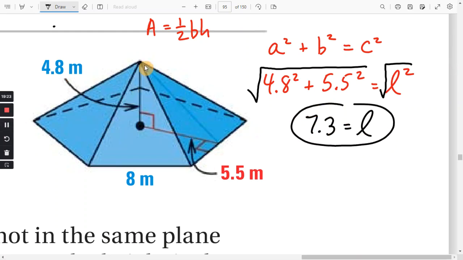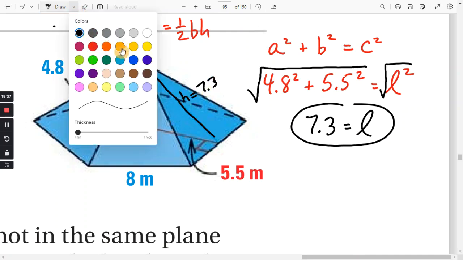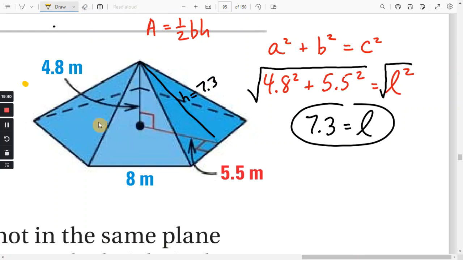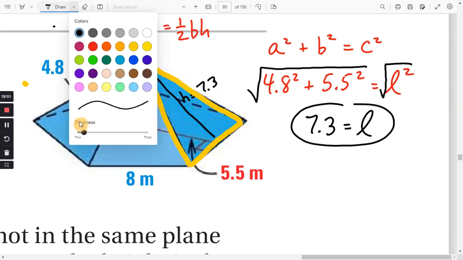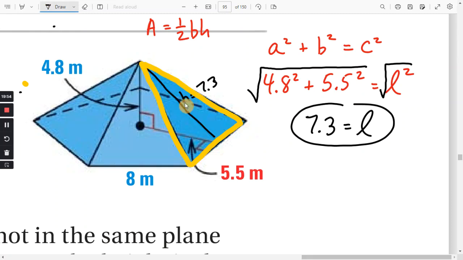So that's this distance right here. Okay, that's going to be the height of the triangle, 7.3. Just to highlight it for you, we're looking at this triangle right here. All right, all the triangles are the same because it's a regular pyramid. So the side length, this height, is 7.3. And the base right here, we can see it's 8. So the base is 8.